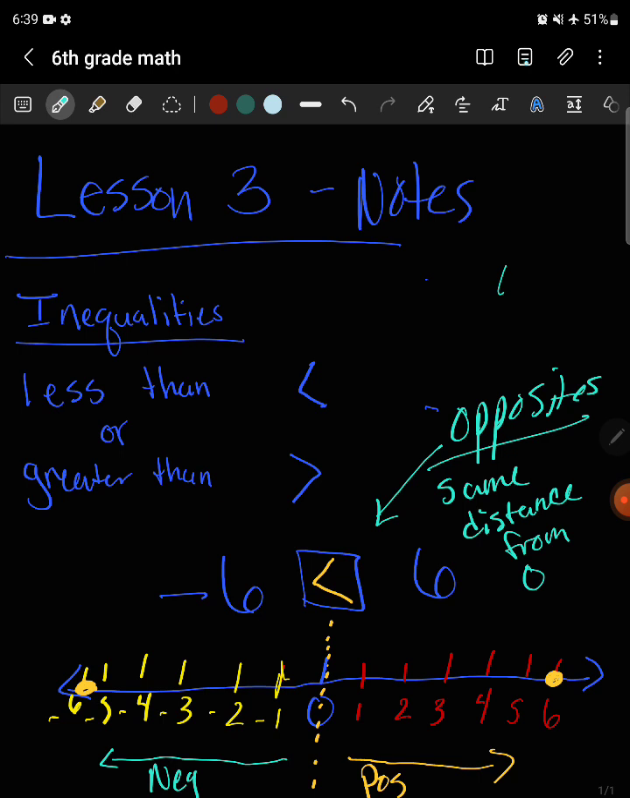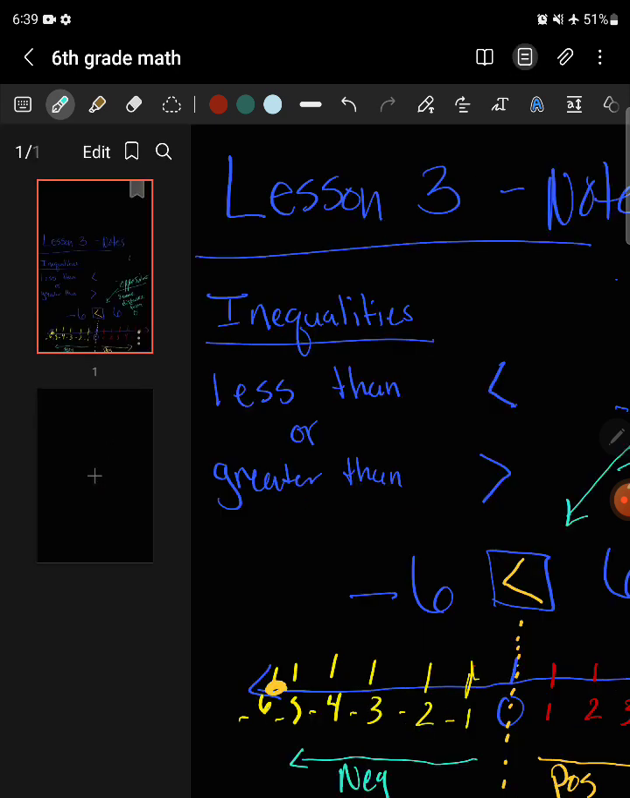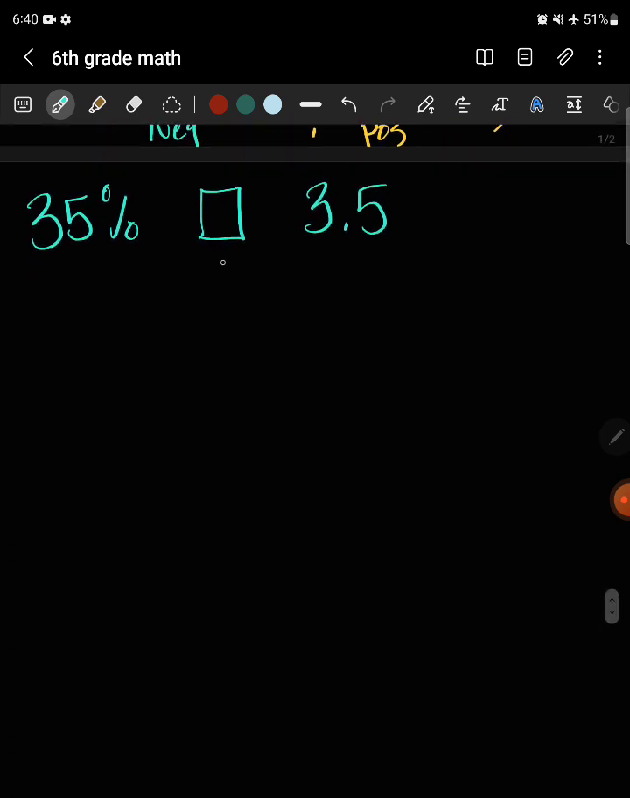I'm going to add another page and I'm going to keep going. All right, so if I was to say I had 35% and 3.5. All right, I want to know is this less than or is this greater than?